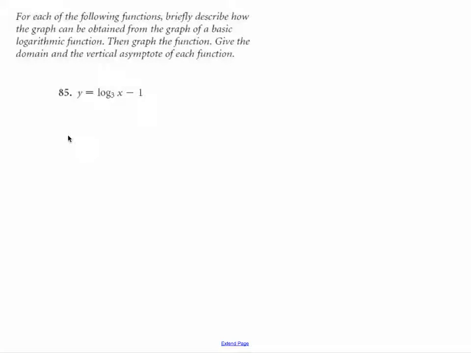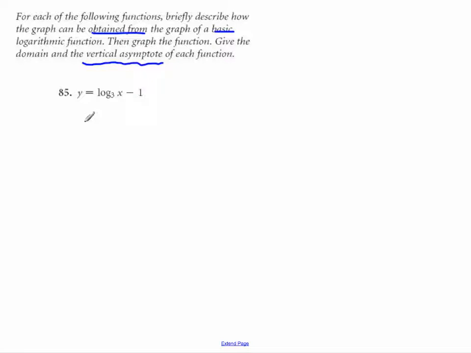Okay, here's an answer to a couple of questions that some people have had. First one refers to graphing, and it says, describe how the graph can be obtained from the basic logarithmic function graph. And then they say then graph it. Give the domain and vertical asymptote of each function. We didn't really talk a whole lot about vertical asymptote, but I can talk a little bit about that.